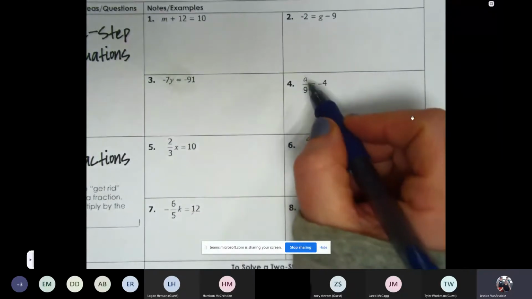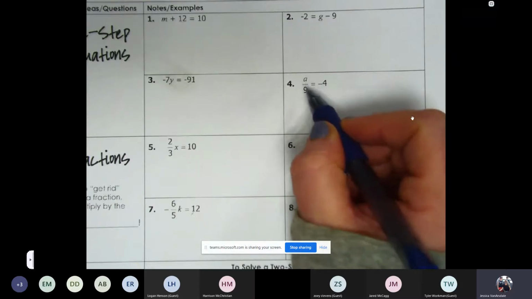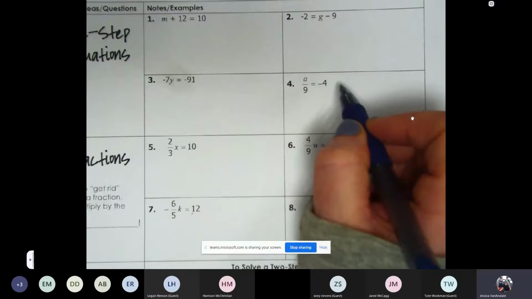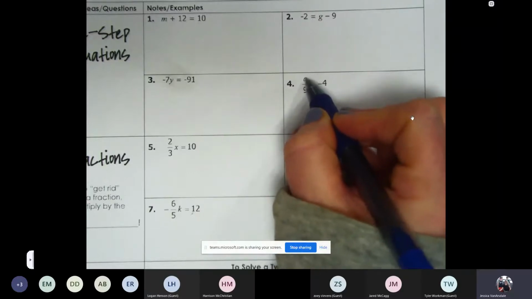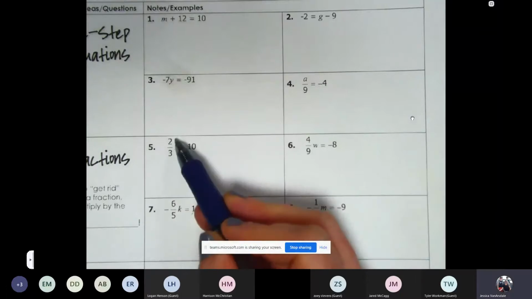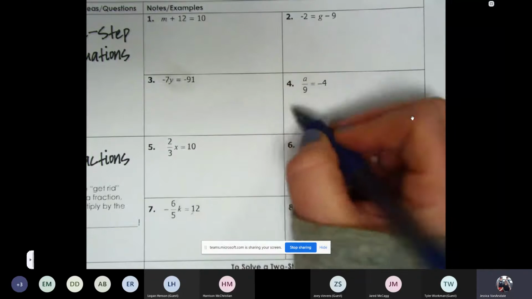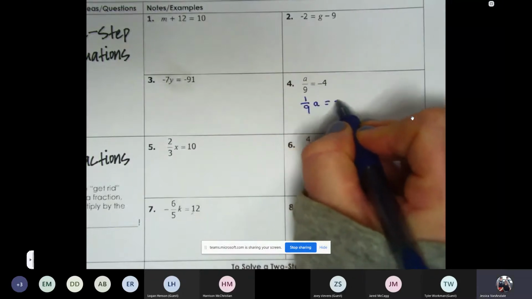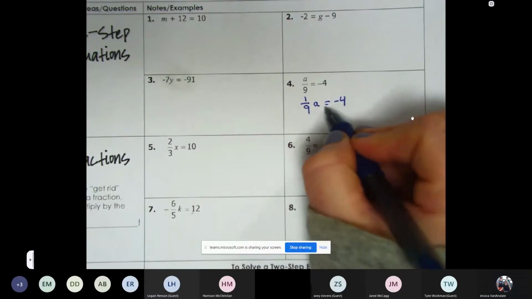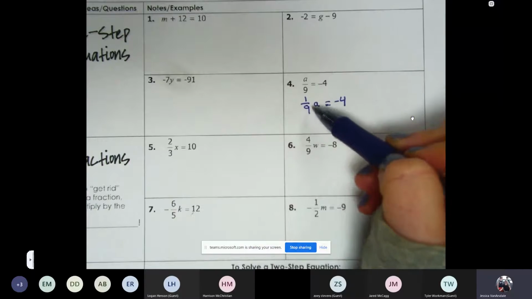Okay. We're going to do number 4. It says a over 9 equals -4. Now, what we are going to do is multiply both sides by 9, but I want you to know that if it looks like this and there's a variable on the top part here, see how this one down here has a fraction and then the variable? If you want to rewrite this like this, 1 over 9 a equals -4, that's the same thing. So if it's just an a on the top by itself, it's the same thing as 1/9.